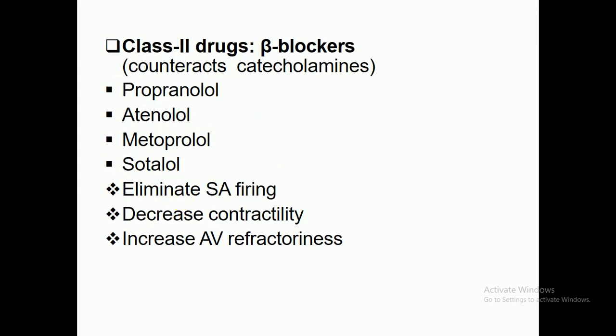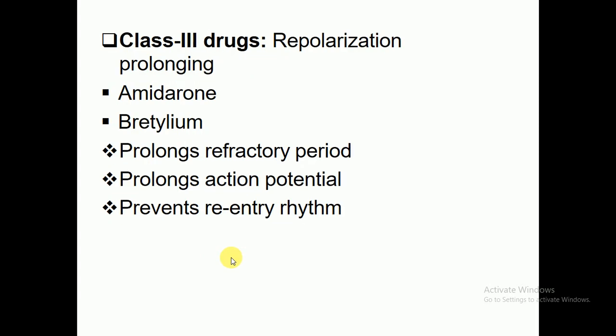Class 2 drugs are beta blockers, which counteract catecholamine actions. These drugs include propranolol, atenolol, metoprolol and sotalol. These drugs can eliminate sinoatrial firing, as well as decrease the contractility and increase the atrioventricular refractoriness.